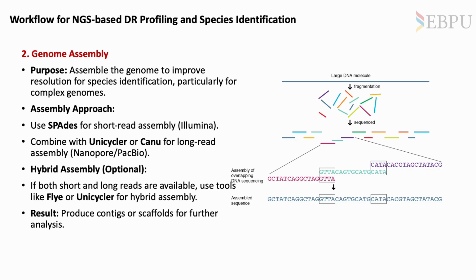base calls. After quality control, the next step is genome assembly. This helps reconstruct the genome, which is especially important for complex or fragmented sequences. We typically use SPAdes for Illumina data and tools like Canu or Unicycler for long reads. If both read types are available, I mean short reads and long reads, hybrid assembly using tools like Flye or Unicycler can enhance the accuracy. The output, contigs or scaffolds, is then used for species identification and downstream analysis.